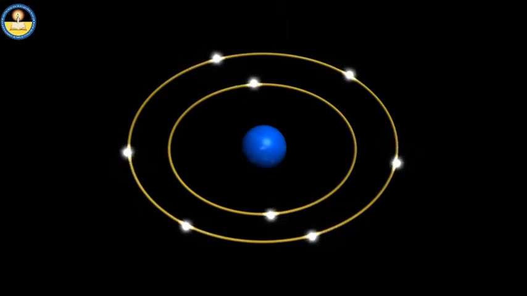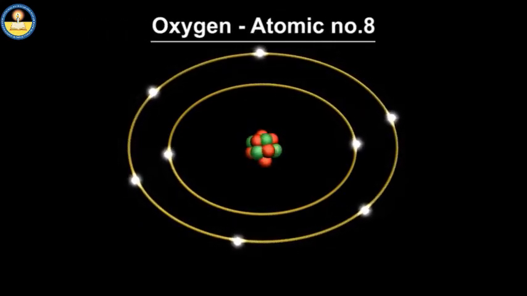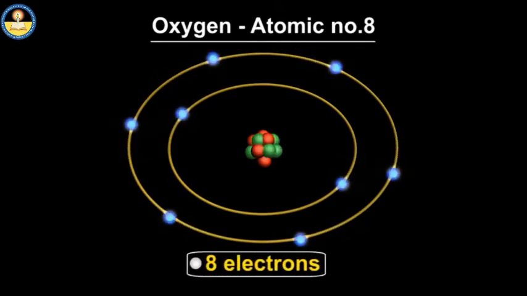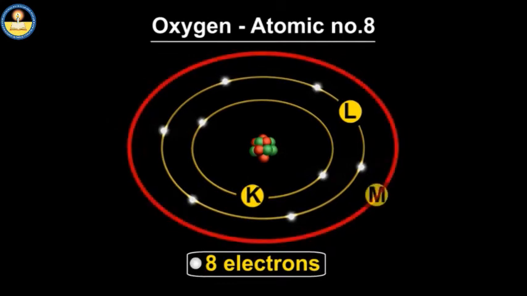Let us take an example of the oxygen atom. Oxygen, atomic number 8, has 8 electrons: 2 in K shell and 6 in L shell. L shell can accommodate only 8 electrons. If there are more electrons, they go to the next higher shell, that is the M shell. M shell is the third orbit.